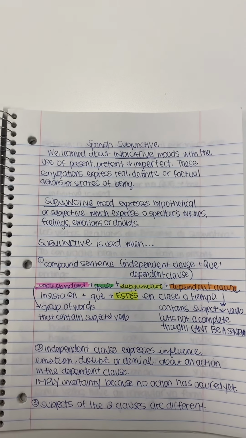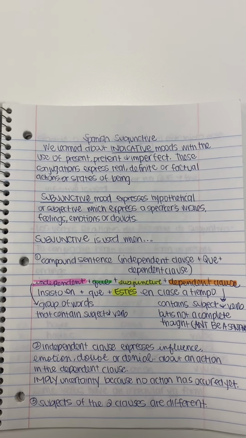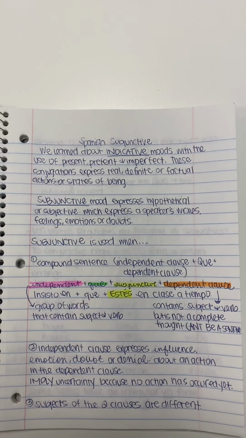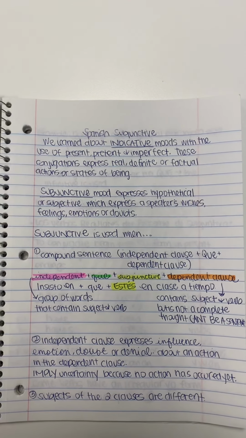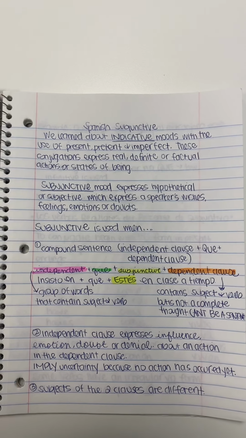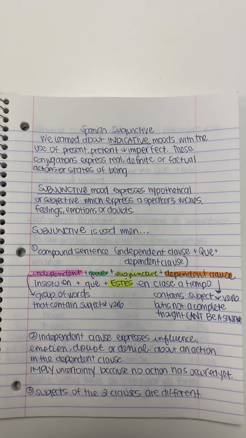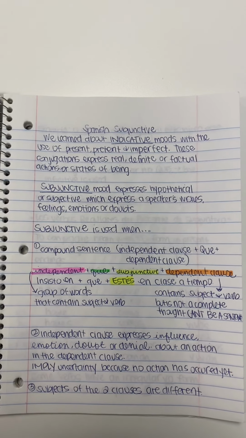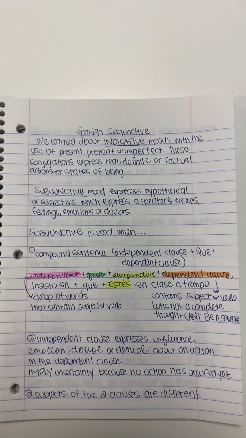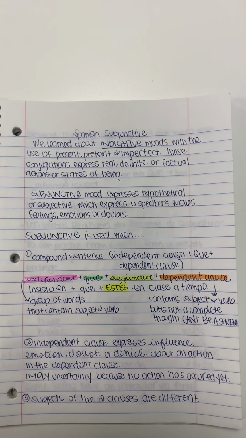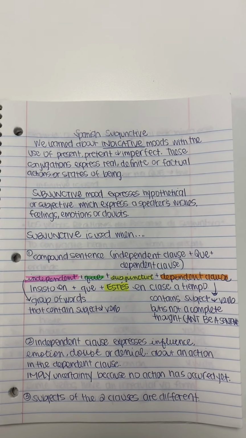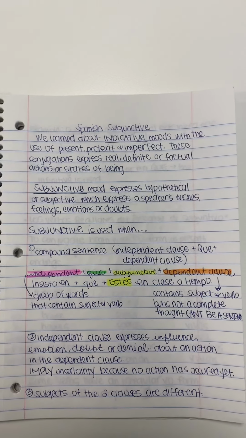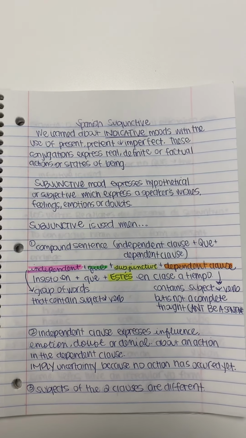The subjunctive is used to express hypothetical or subjective ideas, in the sense that it expresses a speaker's views, wishes, emotions, or doubts. So the book gave us a couple of situations in which the subjunctive is used. So it's used in a compound sentence. So they gave us the equation independent clause plus que plus dependent clause. And I don't know about you, but I had to give myself a little English lesson on what an independent clause and what a dependent clause was.